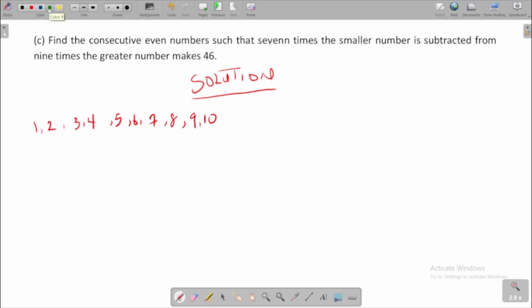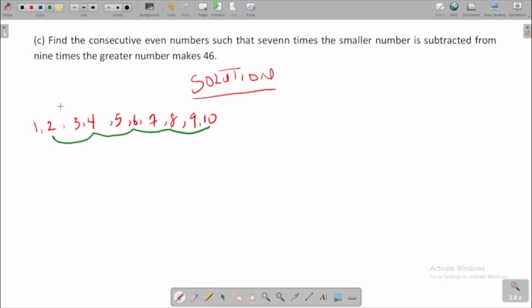Looking at these numbers, this is the first even number, this is the second even number, 4, this is the third even number, this is the fourth one, and this is the fifth one. As we all know, even numbers are numbers that can be divided by 2 without any remainder. So for you to have two consecutive even numbers, the difference between them will be 2.